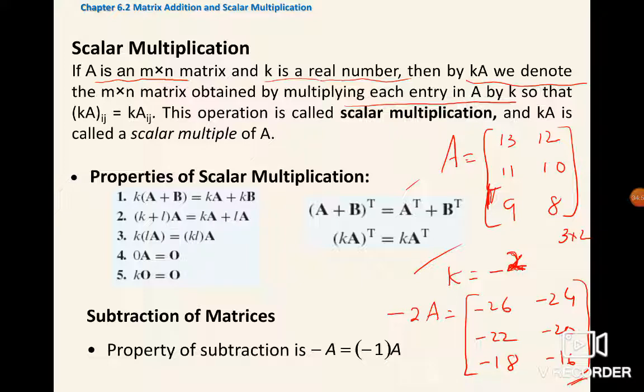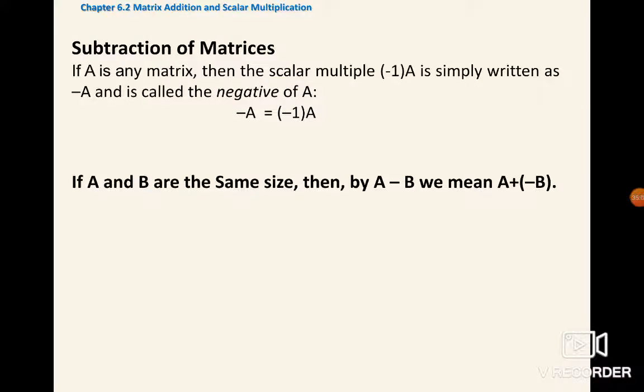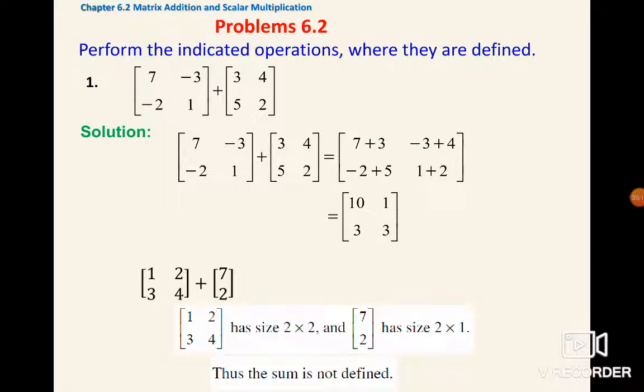So now the property of subtraction. Subtraction is a kind of addition with a negative sign. So just the same task: multiply by negative one and then add using the addition rule. Subtraction of matrices, and the rule is the same. Perform the indicated operations where they are defined, right?